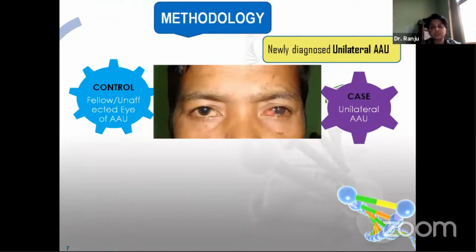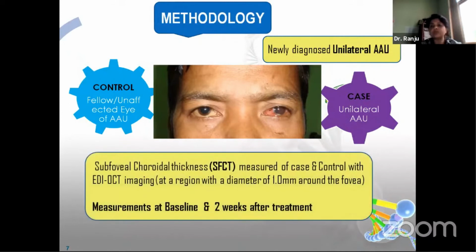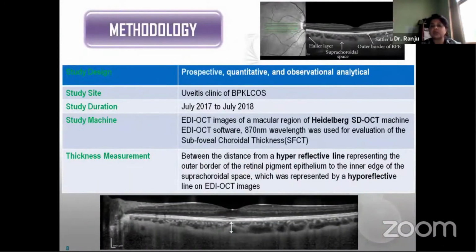So simply, we identified only those cases which were newly diagnosed unilateral acute anterior uveitis. The affected eye was the case, like in this photograph, the left eye, and the unaffected other eye served as the control group. We measured the subfoveal choroidal thickness just below the macula, around 1 mm diameter, at the time of presentation and 2 weeks after treatment. This was done for both the case group and the control group. It was a 1-year study, and the machine used was Heidelberg SD OCT, where the EDI mode was used.